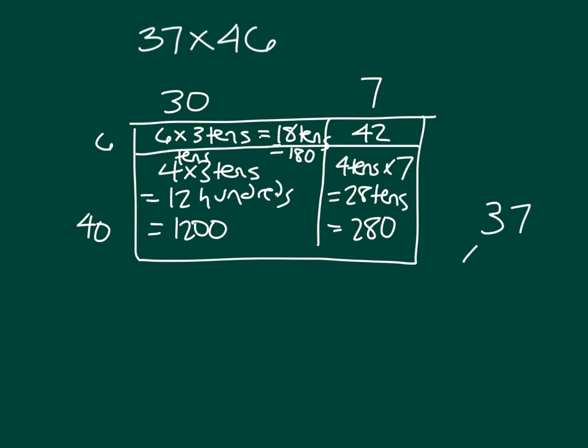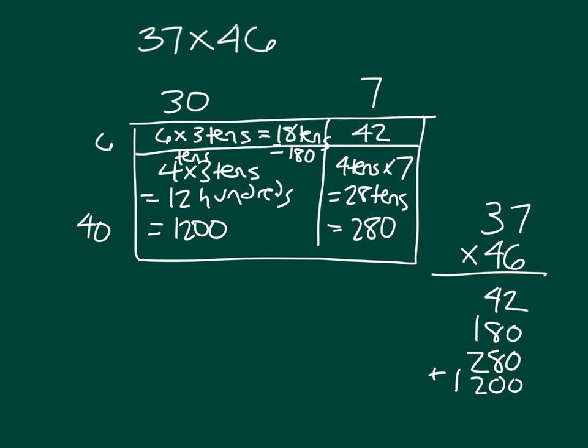I have 37 times 46. Again, I started with 6 times the 7 to get 42. Next, I looked at 6 times the 30, which equals 180. Following that, I looked at the 40 times the 7, which would equal 280. And then finally, I looked at the 40 times the 30, which would equal 1,200. And those are the same partial products that you see within my area model.